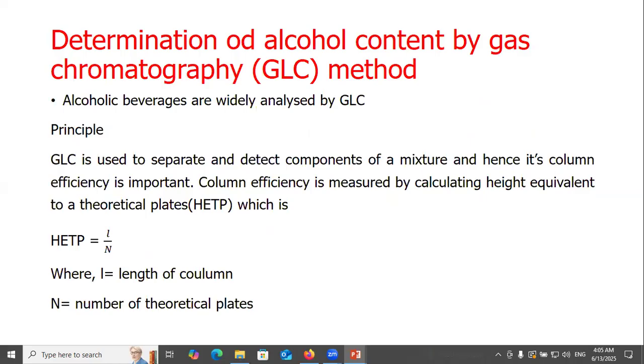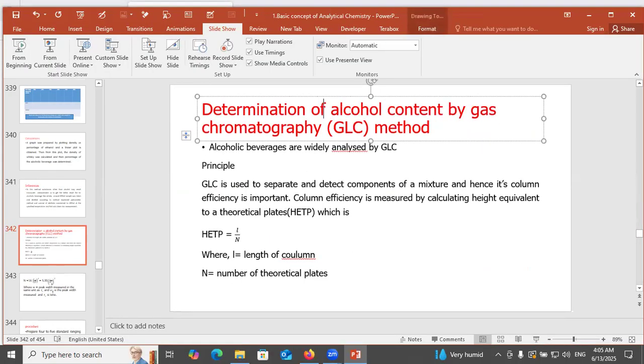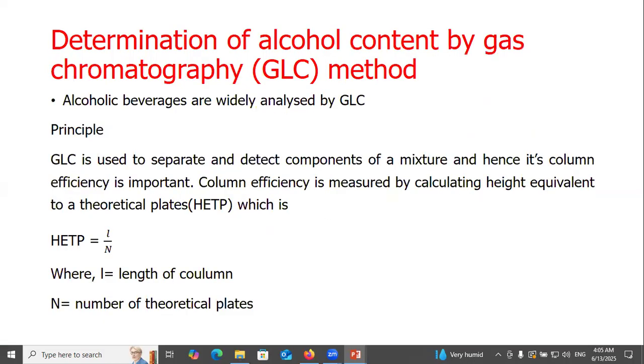Determination of alcohol content by gas chromatography method, GLC. Alcoholic beverages are widely analyzed by GLC. GLC is used to separate and detect the components of a mixture, and hence its column efficiency is important.